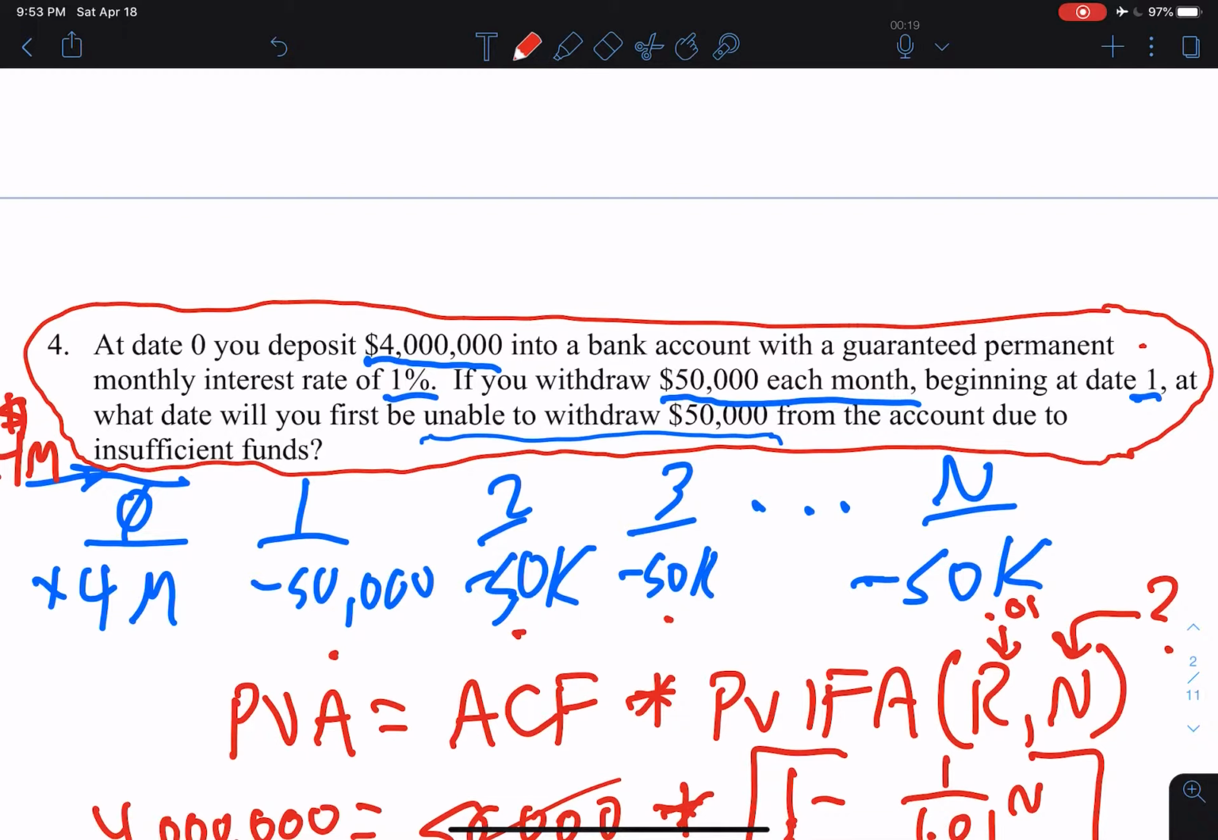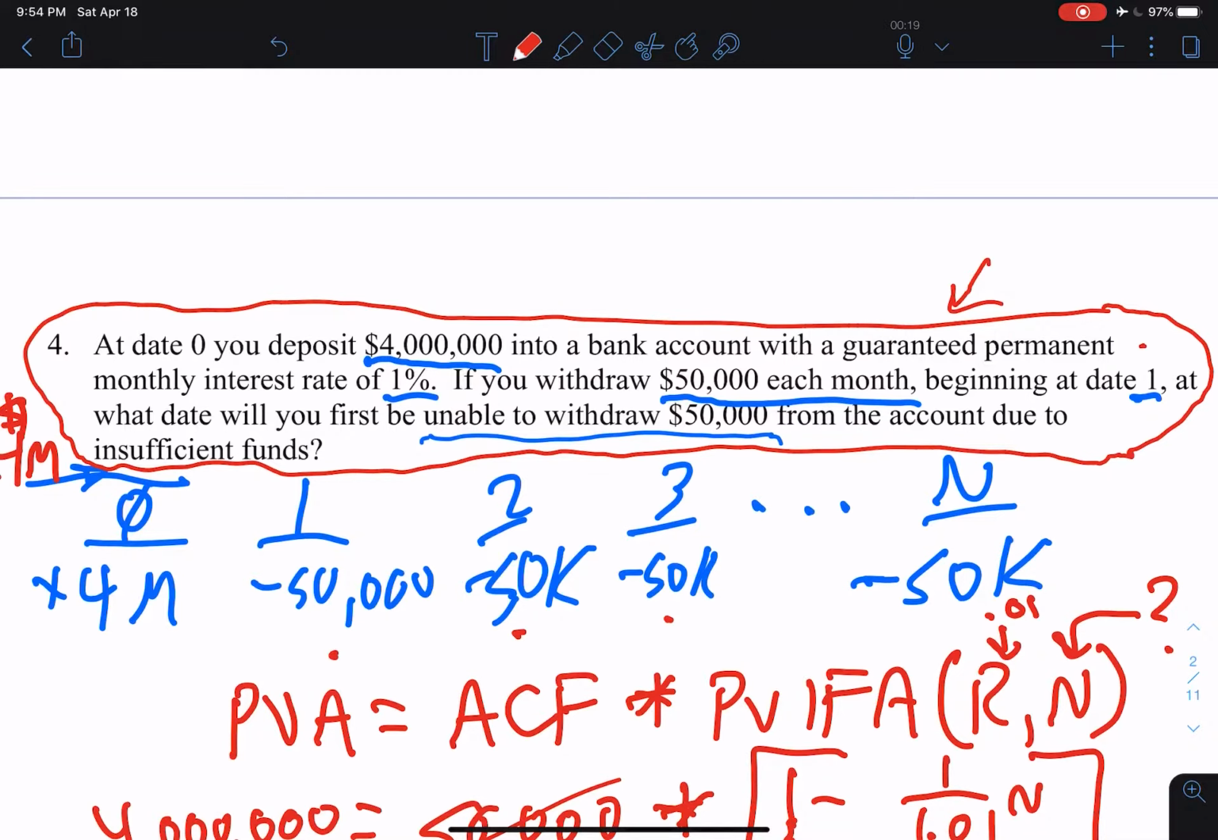Now we're going to solve problem number 4 another way. And circled in red here is the problem again. Real quick, at date 0, you deposit $4 million into a bank that pays 1% interest a month. You withdraw $50,000 each month beginning at date 1. You deposited that $4 million at date 0, by the way. At what date will you first be unable to withdraw $50,000 from the account due to insufficient funds?